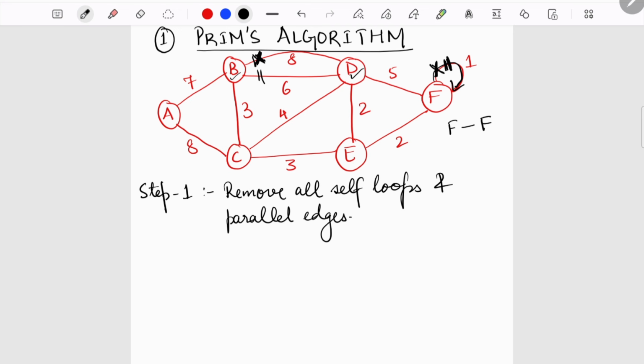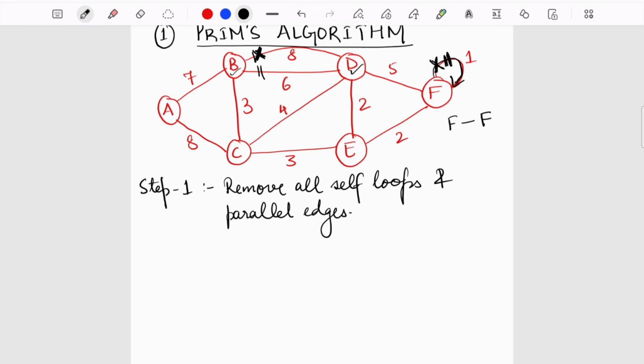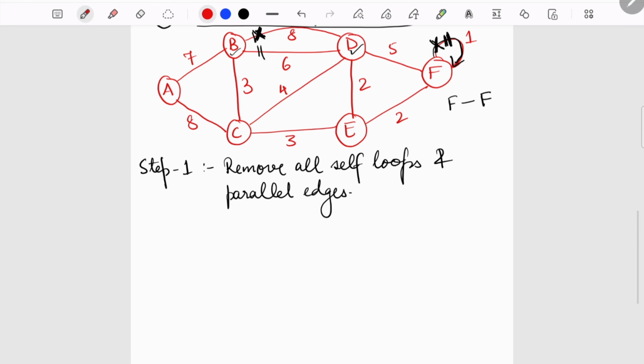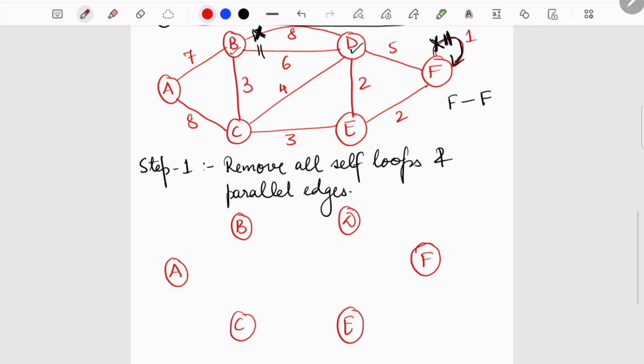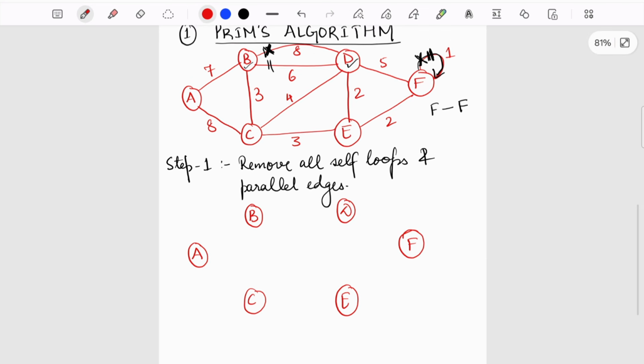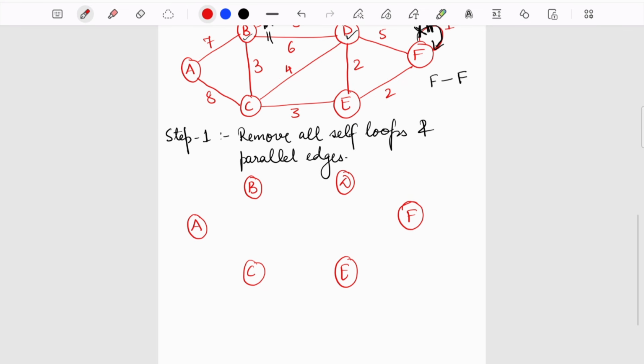Correct? Now to find out the minimum spanning tree corresponding to this graph, we can start with any vertex if it is not given to us explicitly which node we must consider. So we can consider any vertex. I'll just zoom out a bit. Okay. So now let's say we are using A as the starting vertex.